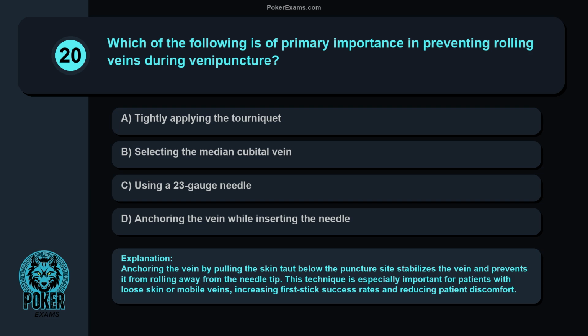Anchoring the vein by pulling the skin taut below the puncture site stabilizes the vein and prevents it from rolling away from the needle tip. This technique is especially important for patients with loose skin or mobile veins, increasing first stick success rates and reducing patient discomfort.